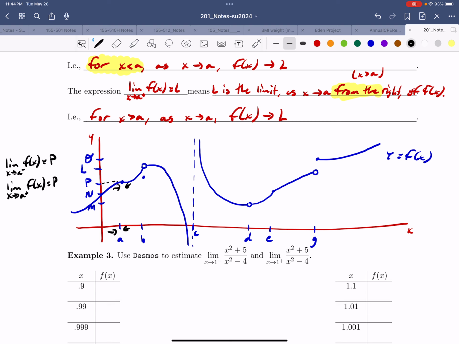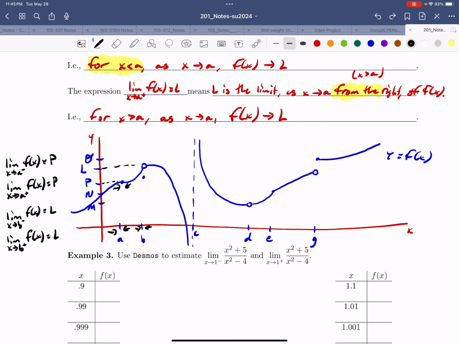Now, let's take a look at the next value. Left-hand limit as x approaches b from the left. What's that going to equal? We might be tempted to say, oh, that looks like it's P or something like that. But you'd be wrong. It doesn't matter where we get to. It matters what we're approaching. If we're approaching b from the left or from the right, we are approaching this value, L. It doesn't matter what f of b equals. It matters where we're going.